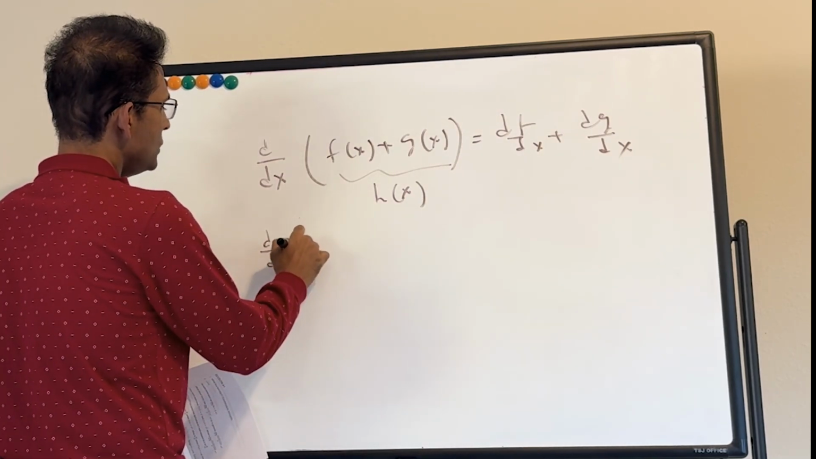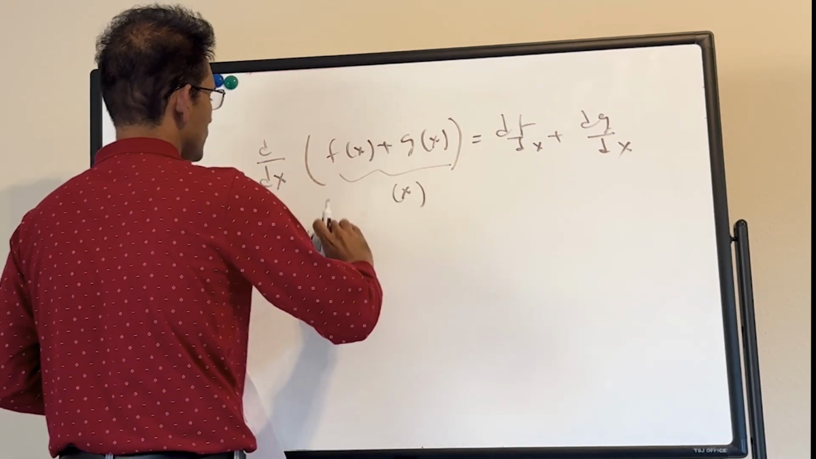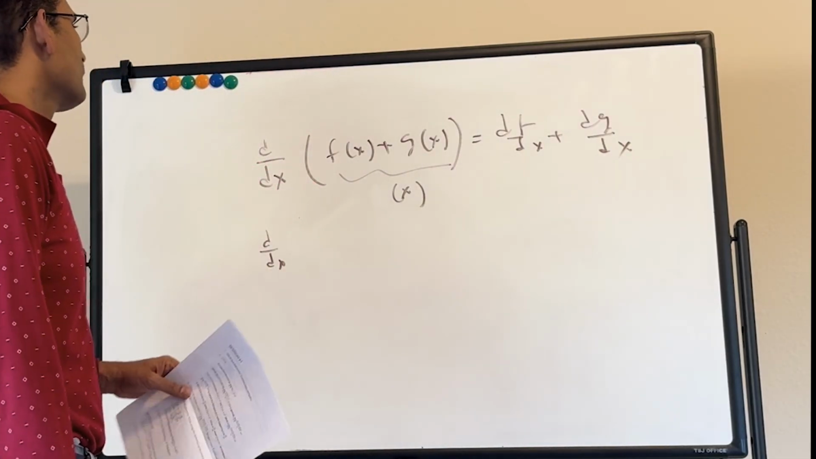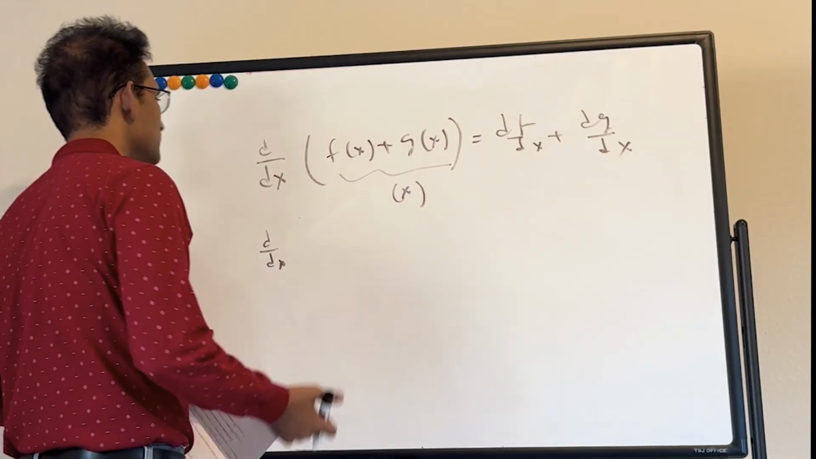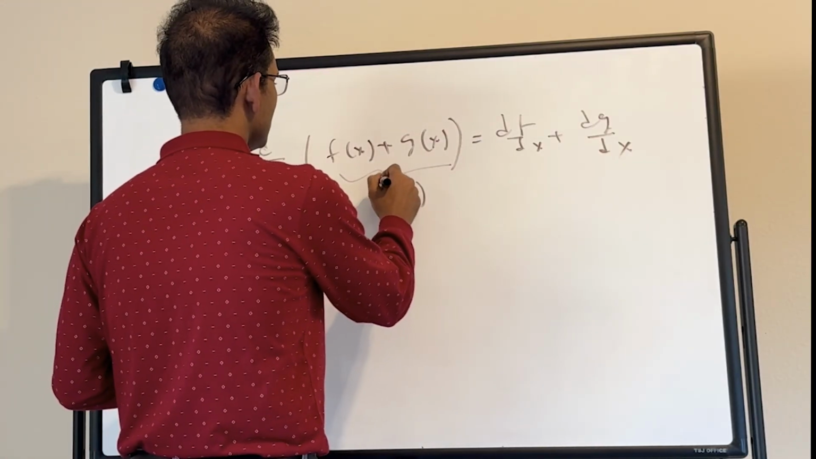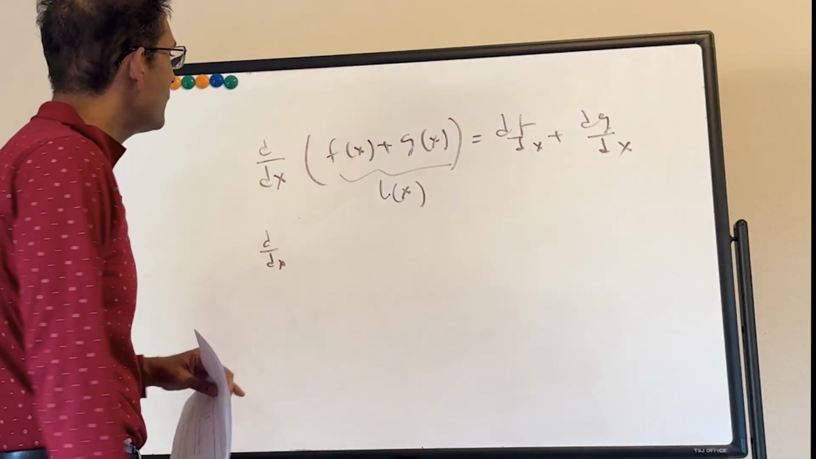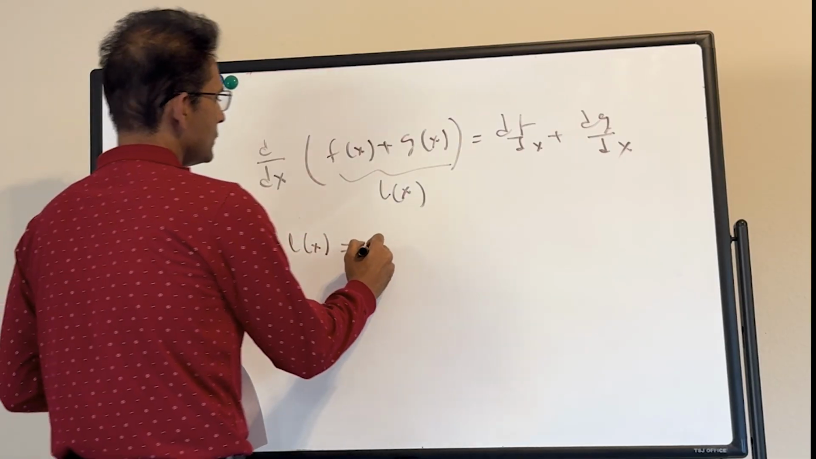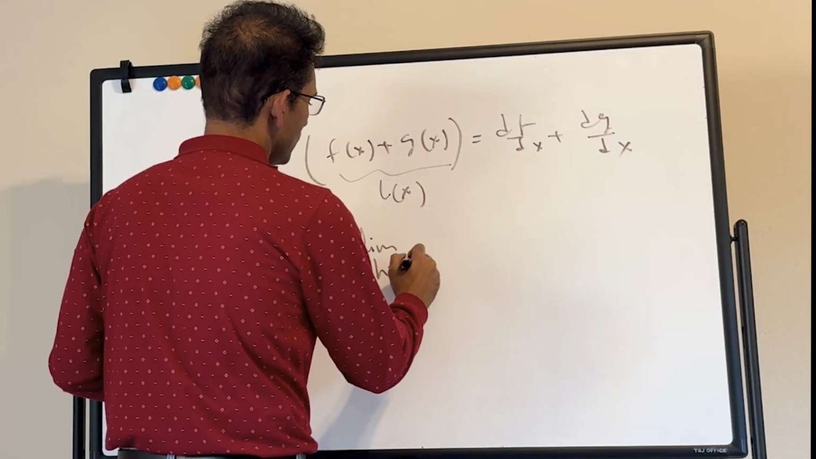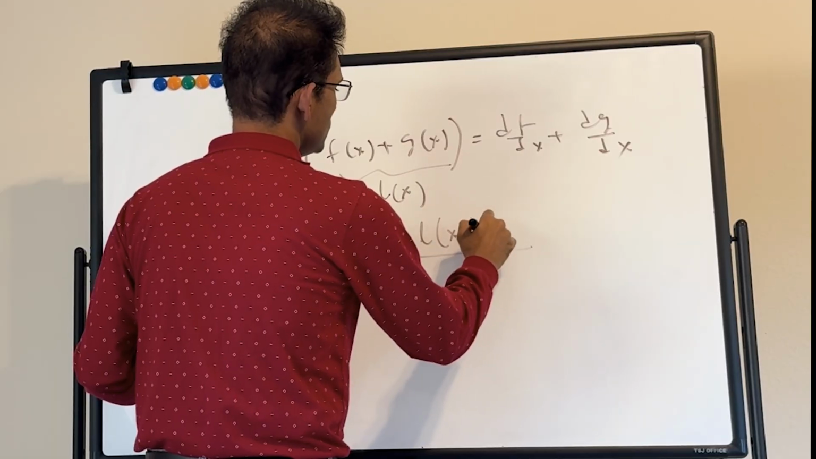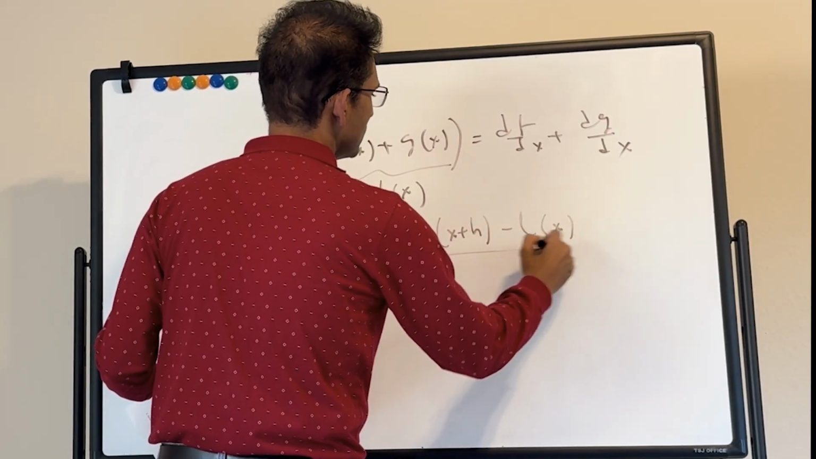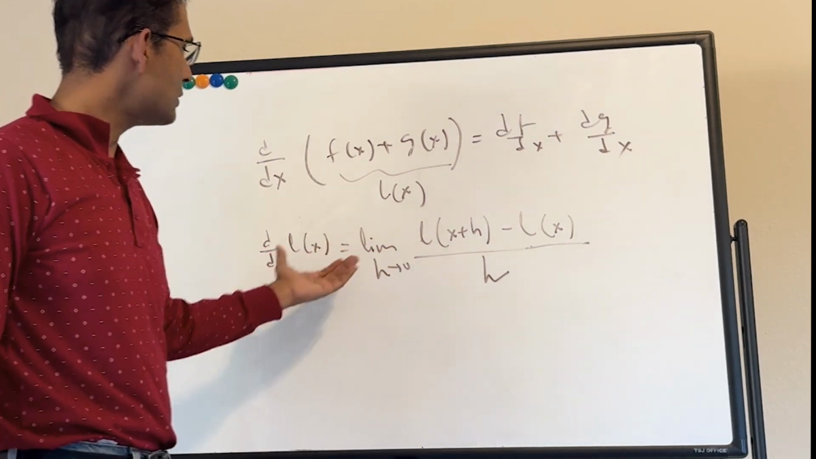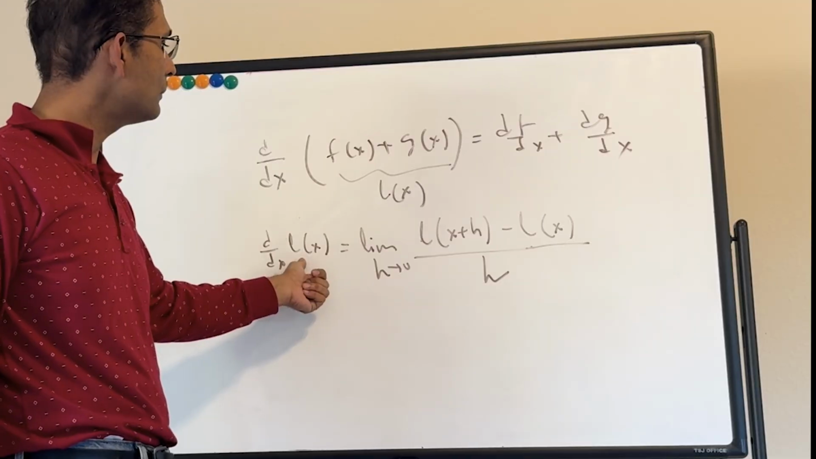d/dx of h(x), oops, h is not going to work. I think we should use a different notation. So let's call it, I don't know, L maybe? Okay, let's call this function L. So d/dx of L(x) is going to be what? Limit h going to 0, (L(x+h) minus L(x)) divided by h, right? So this is the definition of the derivative of the function L.